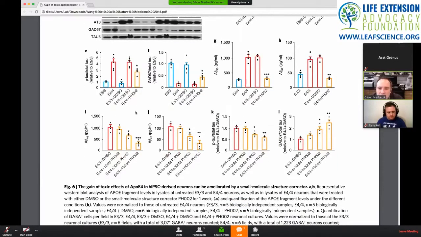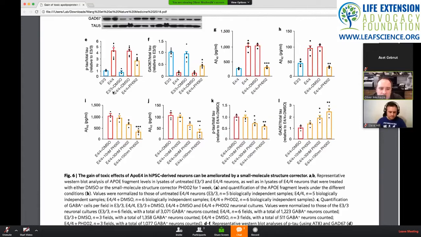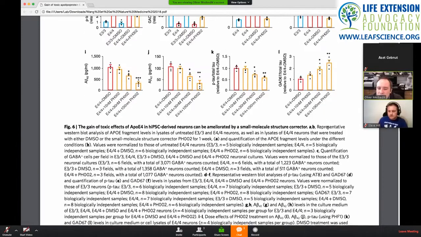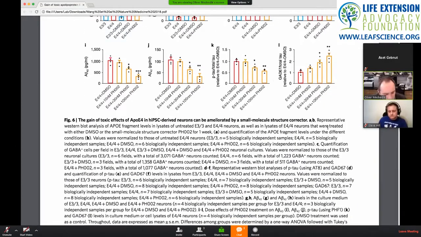And here they just do a variety of concentrations, showing amyloid beta in picograms per mil, and this is the ratio of p-tau to total tau. And again, it goes downwards, and you have more GABAergic neurons in the field of view going up, using this GAD67 marker when you add this pH002. So, stop sharing. That's the paper.